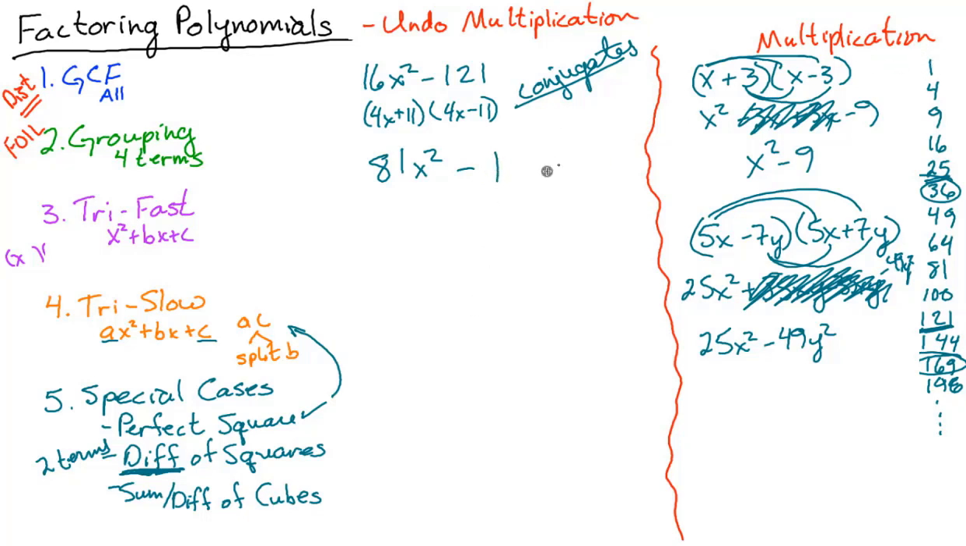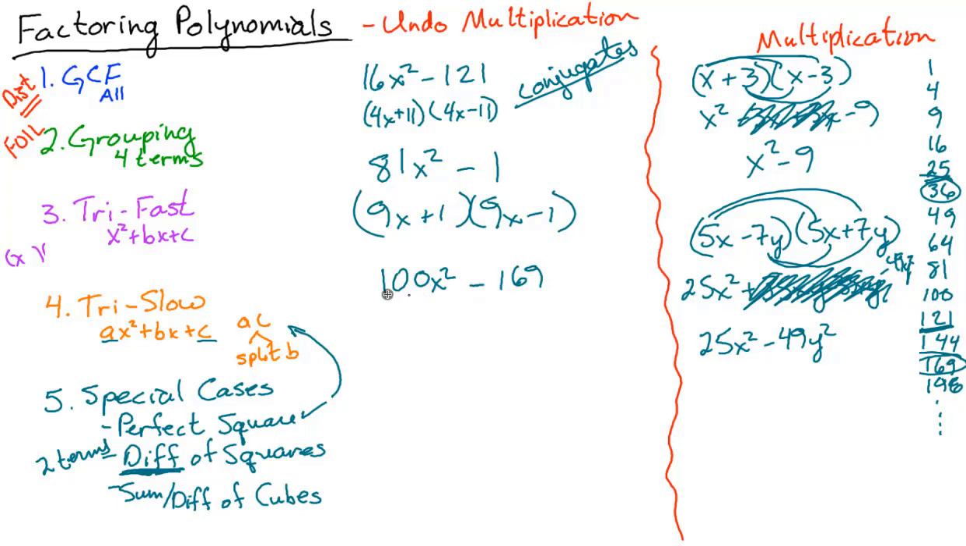Yes, it is. 1 is a perfect square. This is 9x plus 1 and 9x minus 1. Yeah, 9 times 9 is 81. 1 times 1 is 1. Good. What about 100x squared minus 169?